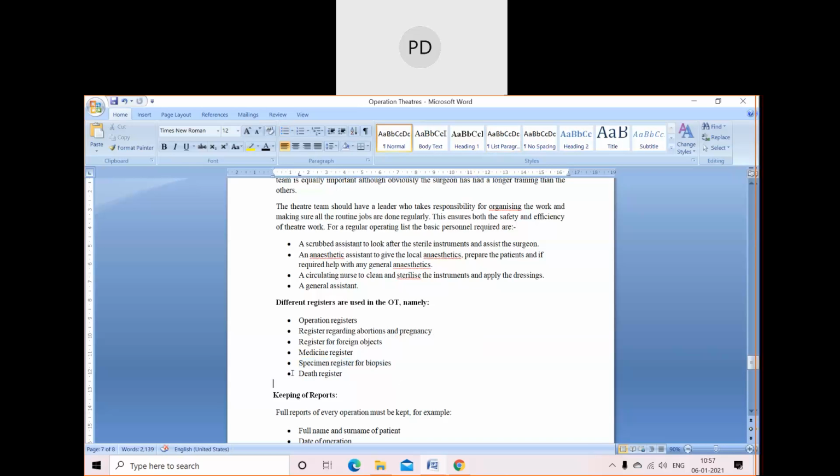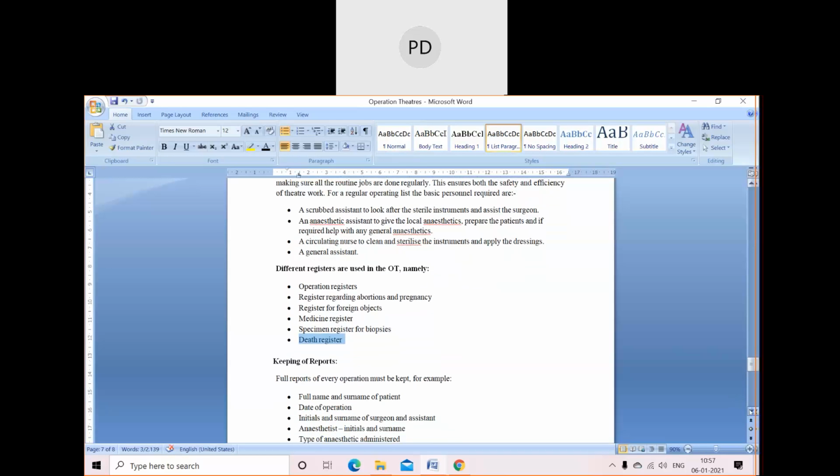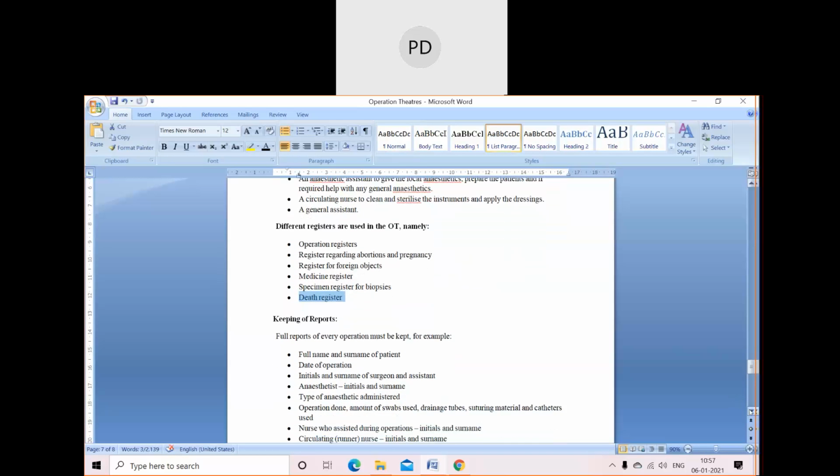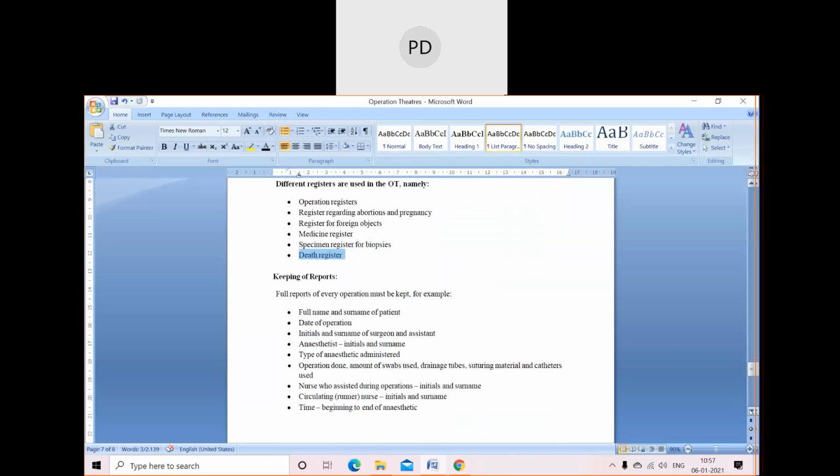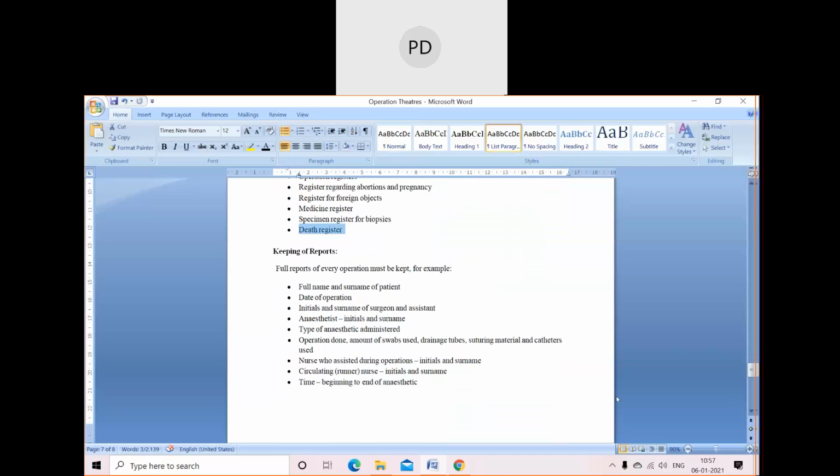Okay, and you also have to maintain one death register, because it is not necessary that there will not be any death in OT, right? There will be death for sure. So in that death register you have to mention everything about the patient: cause of death, the patient's details, and diagnosis of the particular person, everything you have to maintain. And this death register also used to go to MRD for checking.